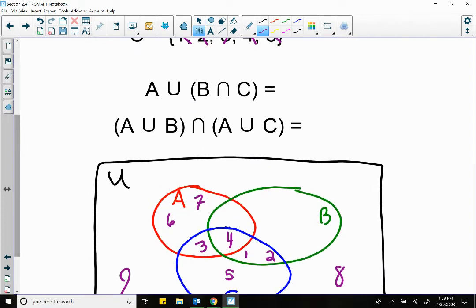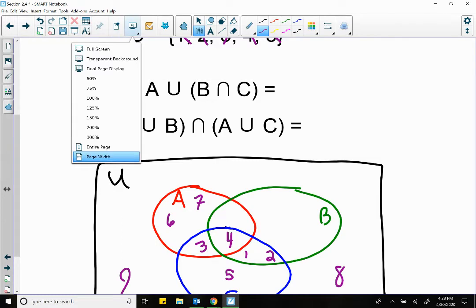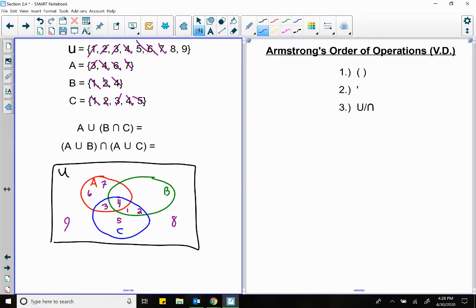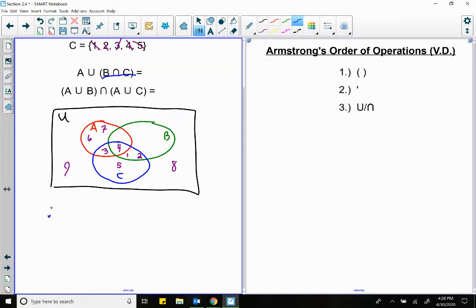So up here, it wants to know A union, parenthesis, B intersects C, parenthesis. The first thing is we deal with parentheses. Inside the parentheses there's no complement, so we don't worry about that, but we do have union and intersection. So what we first want to know is what is the intersection between B and C.